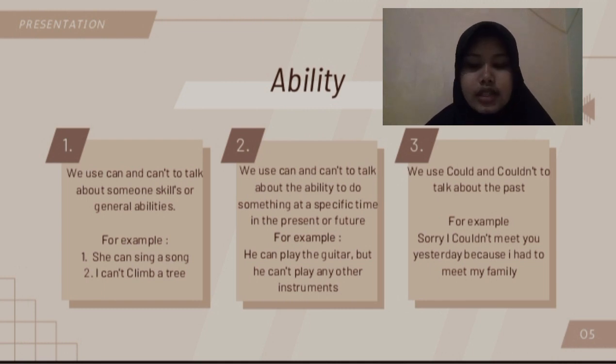And the second is, I can climb a tree. Actually, I don't have any ability to climb a tree because I cannot go down from the tree. Sorry. And the second use, we use can to talk about the ability to do something at a specific time in the present or future.